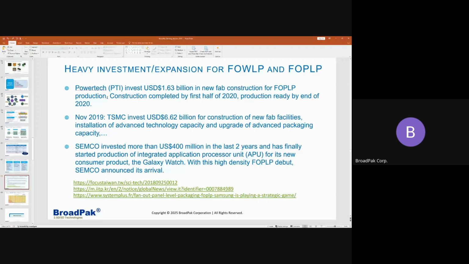Many companies invested in this area. PowerTech, a few years ago, 1.63 billion in the construction of a PLP fab. TSMC spent 6.2 billion for the construction of a new fab just to support this wafer level fan out. Semco, almost $500 million in the last 2 years on building the fab for its own products, like the Galaxy Watch, etc., based on the PLP.